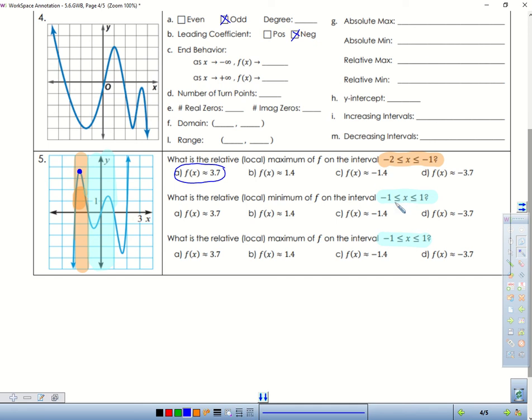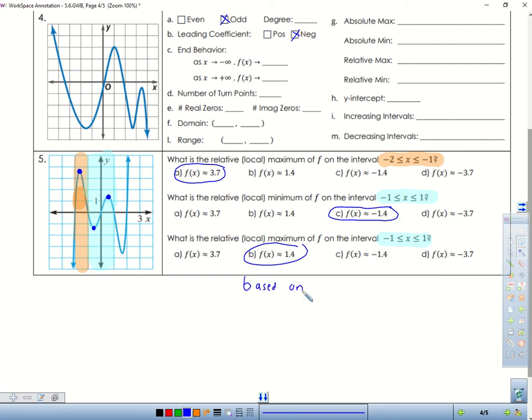So between -1 and 1, what is the local minimum here? Good. And what would be the local maximum? Maximum would be 1.4. Positive 1.4.